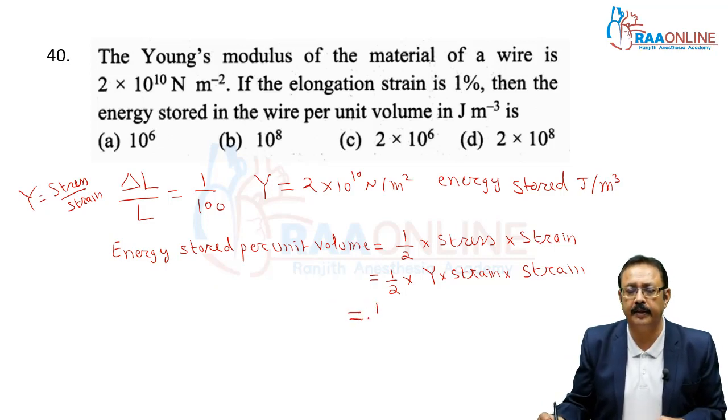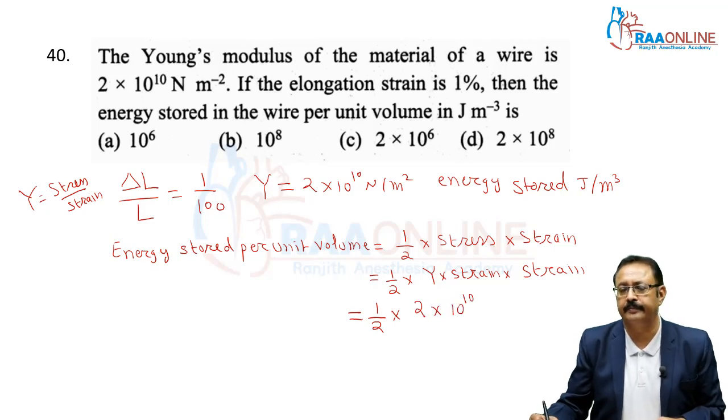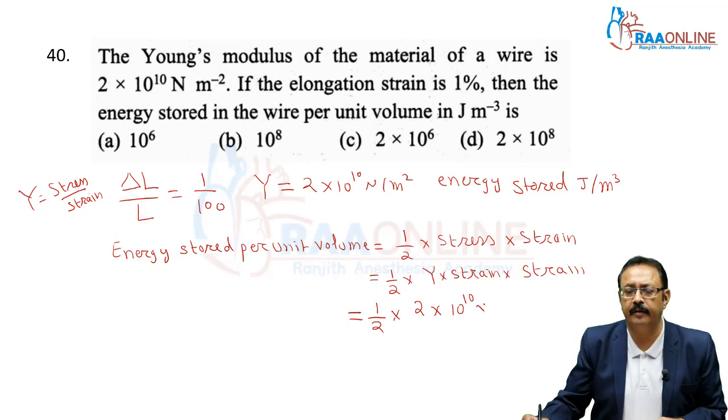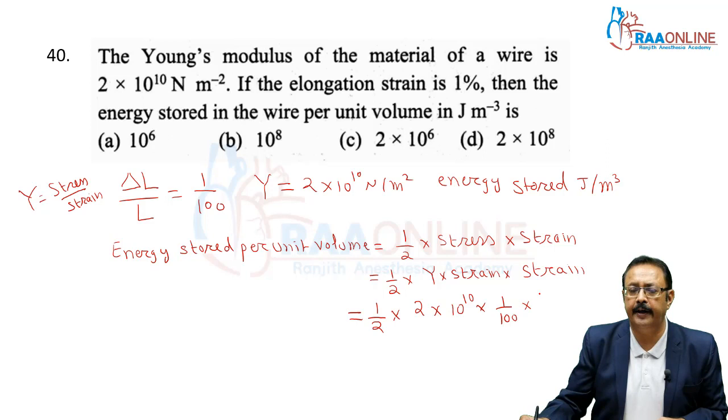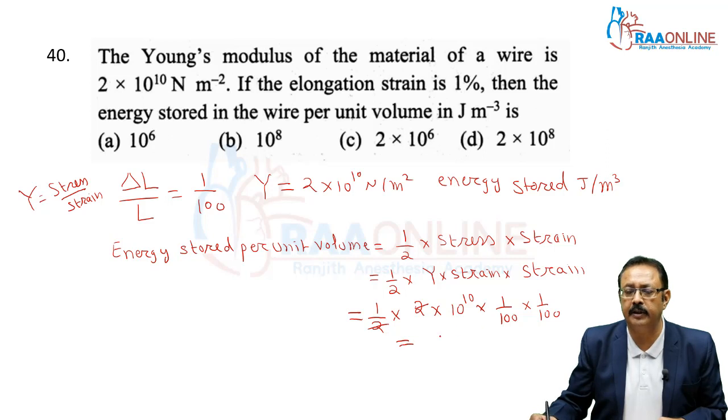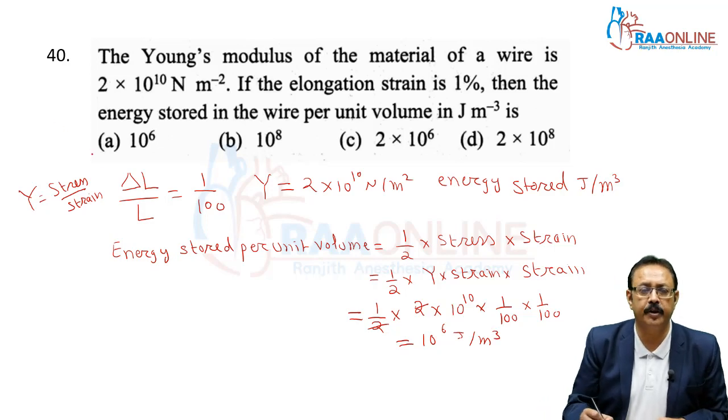So only by putting the values I will get my answer. What is Y? It is given in SI unit, 2 into 10 to the power 10. What is strain? 1 upon 100 into 1 upon 100. So what am I getting? I am getting 10 to the power 10 minus 4, 10 to the power 6 joule per meter cube. So going with option A.